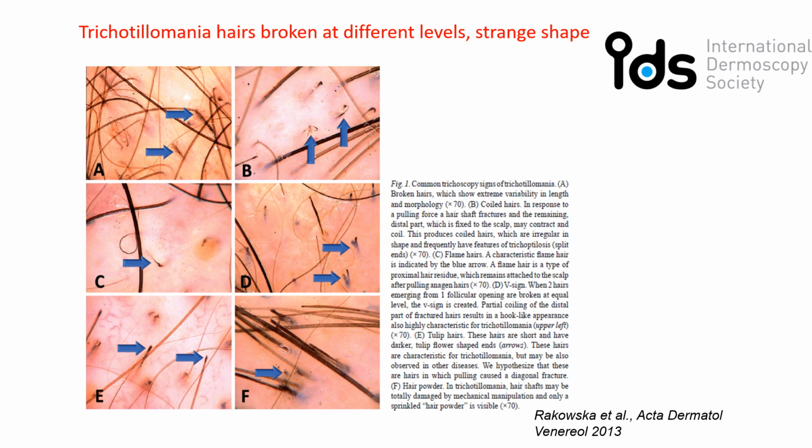What about trichotillomania? Trichotillomania is characterized by hairs broken at different lengths. And you can see this seminal paper on trichotillomania describing the different types of broken hairs. And this is an example. So we have hairs broken at different lengths. We have coiled hair, flame hair, which looks like a flame, and broken hair with a clean tip. And then we also have some circle hairs here.